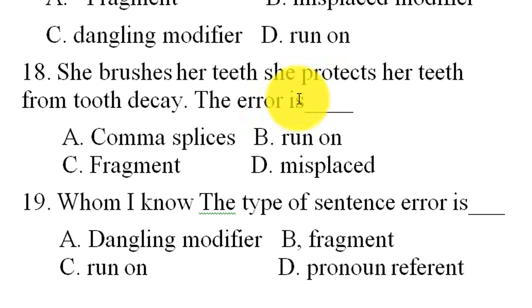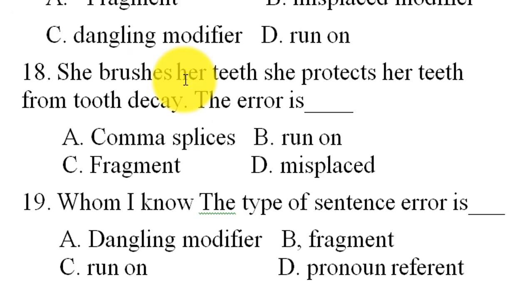tooth decay. The error is here. What kind of sentence is this? She brushes her teeth and she protects her teeth from tooth decay. I think it seems like two sentences but with no punctuation mark. From this perspective the sentence is one sentence which has such meaning, but we don't have such a kind of sentence in English, so that's a sentence error. This kind of sentence error is run-on, because there are no punctuation marks between the two clauses. So that is a sentence error, a run-on sentence.